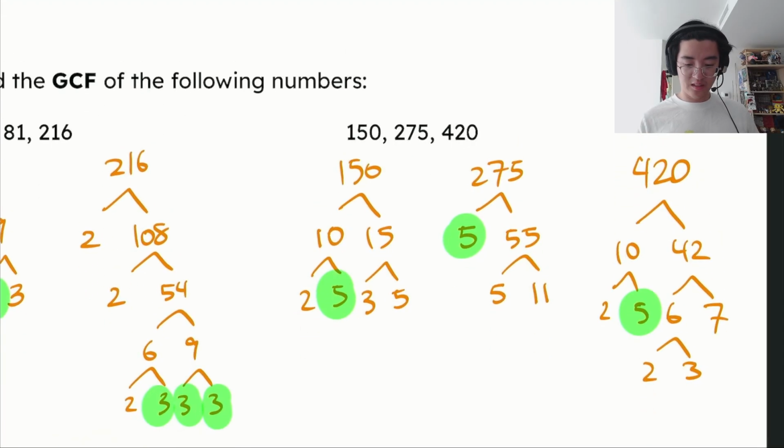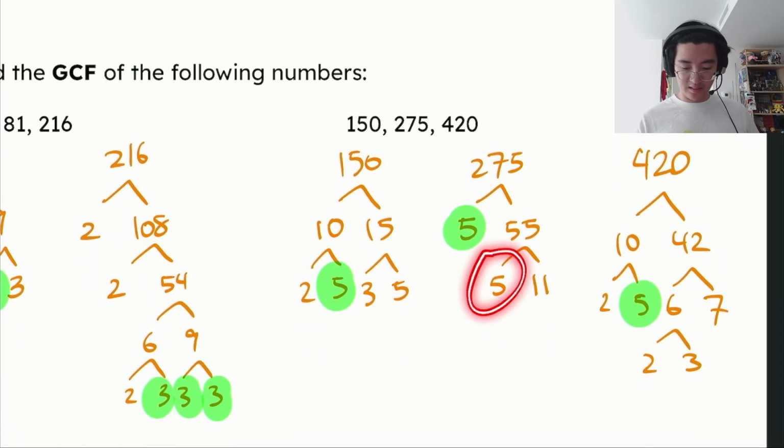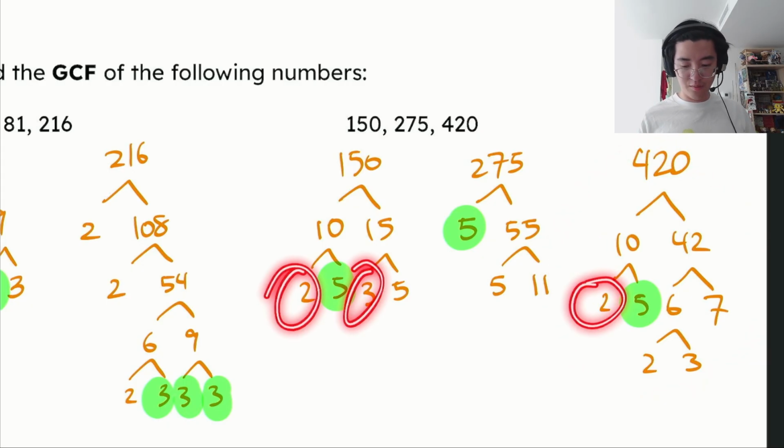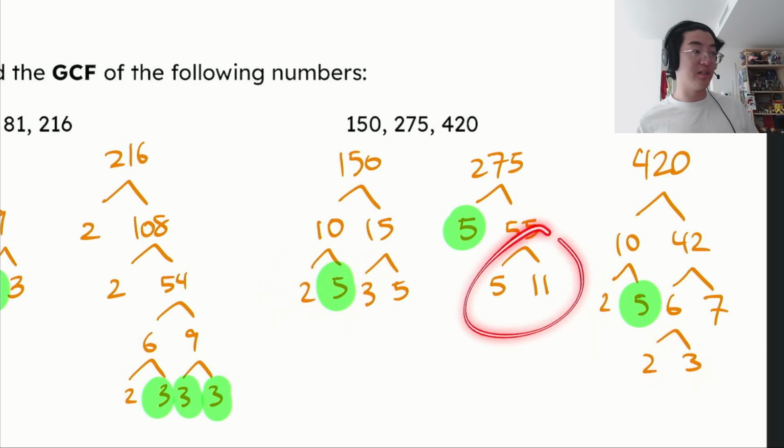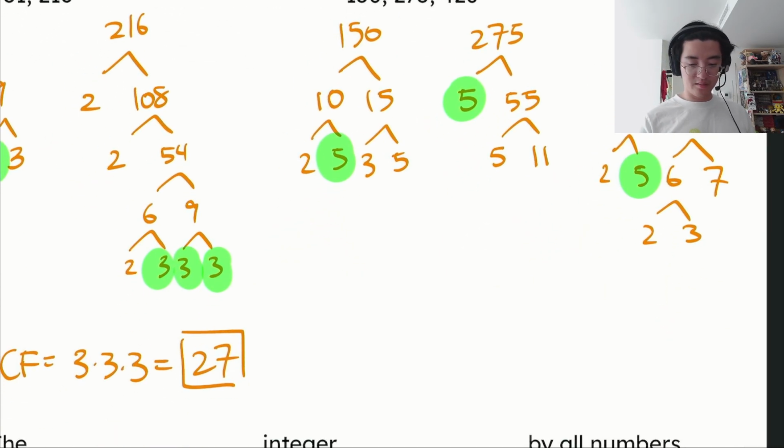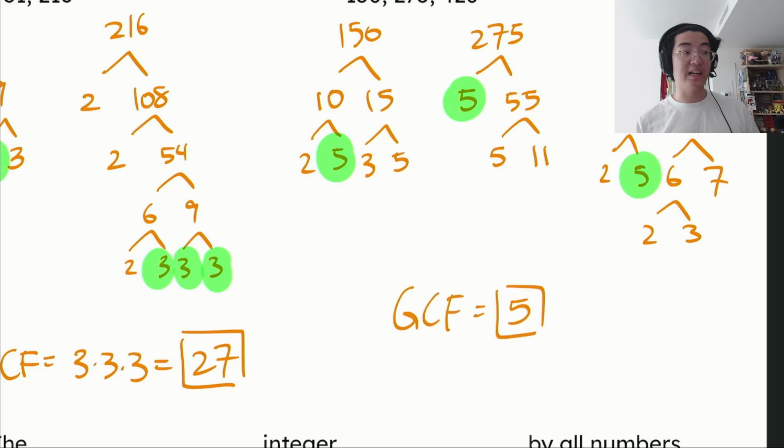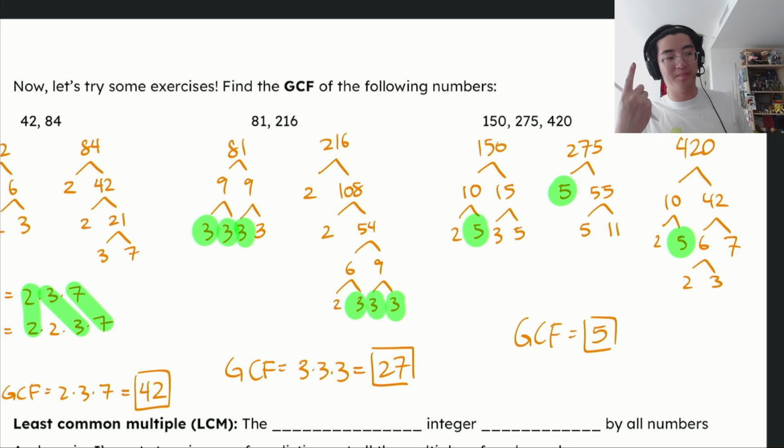Right, because yes, we have another 5 here between those numbers, but with 420, there's no more 5, so we cannot take it. You can see we got a 2 and a 3 here, but we have none of that in 275. So this is just simply 5. Yeah, and if there's nothing in common, then it's just 1. Right? If there's nothing in common, at least they're both divisible by 1.